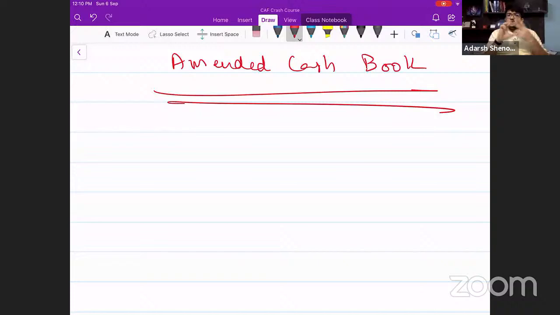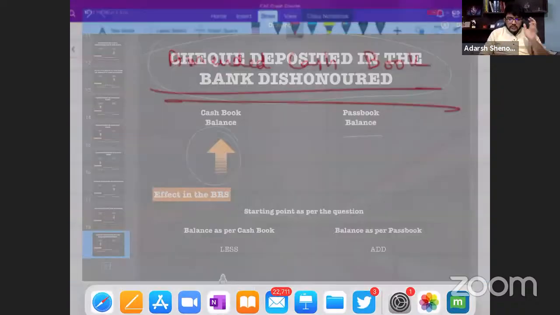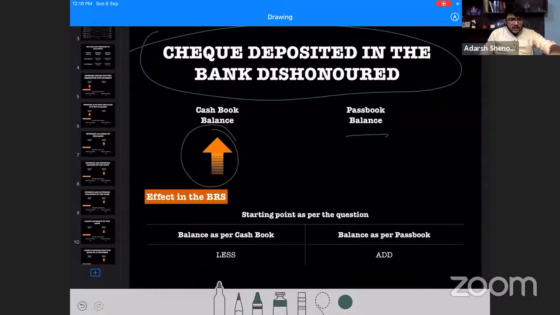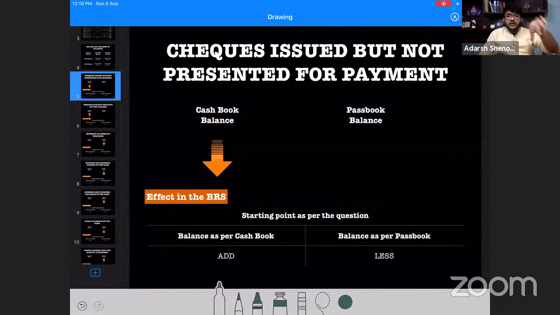It could be two things. We might be passing two kinds of things over here. One is error of full omission in the cash book. What do you mean by error of full omission, sir? Yesterday, when I was discussing each of these points, I was telling you, is it a timing difference or is it an error? I was discussing each of these points yesterday.